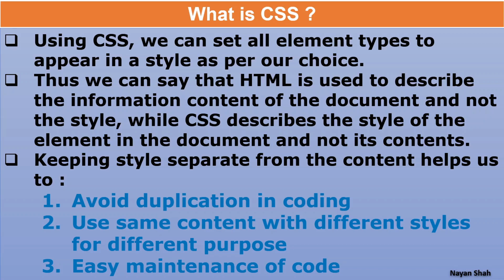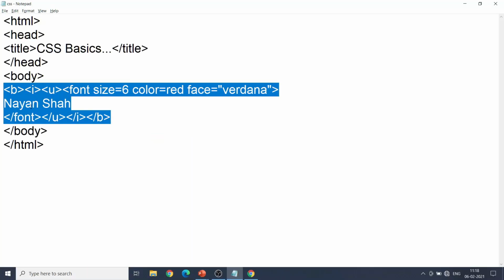We can also use the same content with different styles for different purposes, so that every time we can display the same content slightly differently. And the foremost thing is that it is easy to maintain the code. How? If the same thing is written 300 times in my program, and after certain days I feel that I want to display all those names, which are right now in red color, in green color, then I need to make 300 changes.